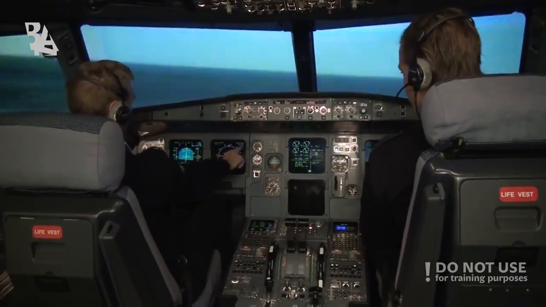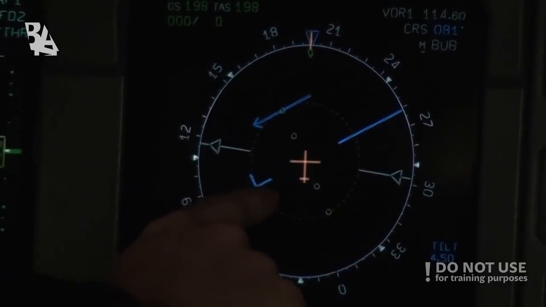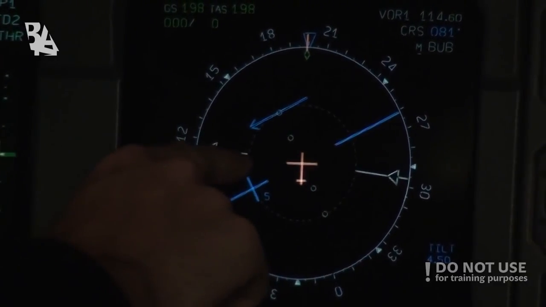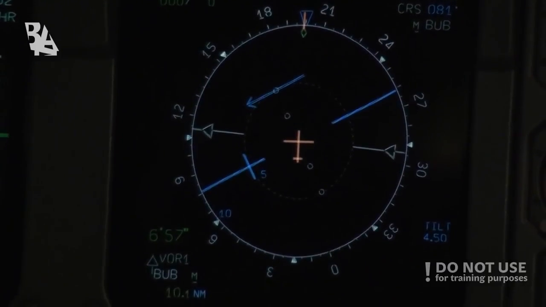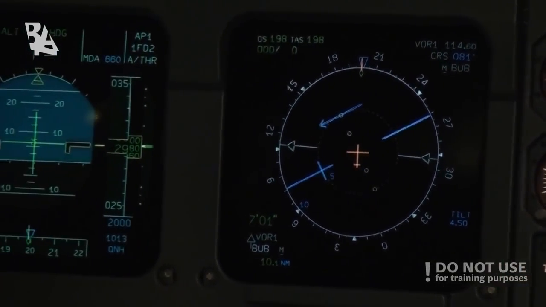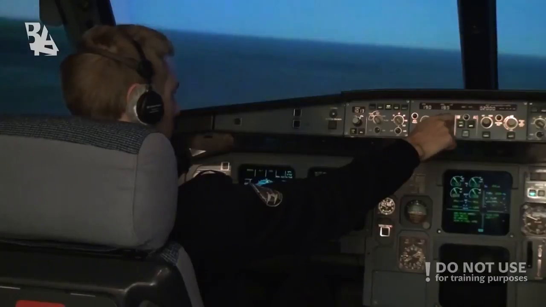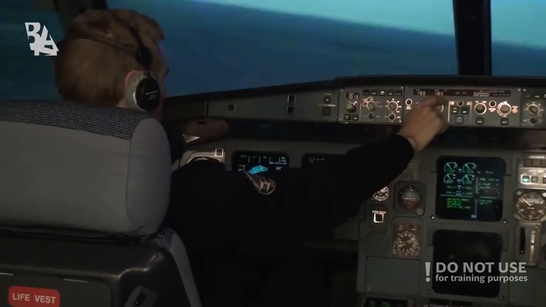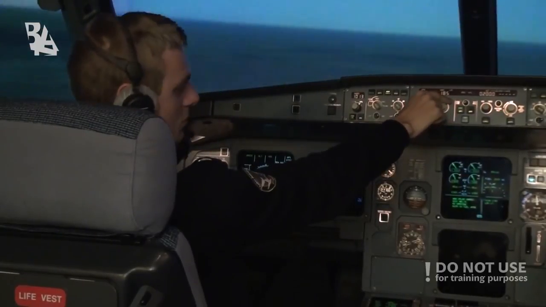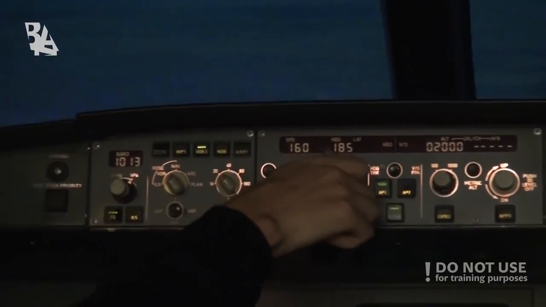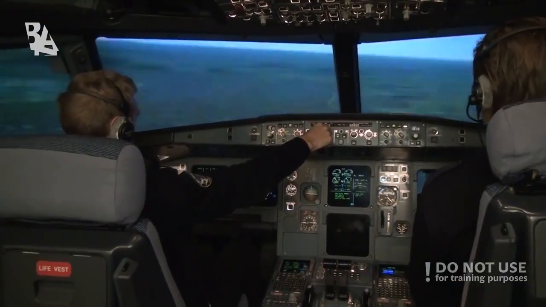So our final track will be 081 degrees. So when this needle lines up with this one, we will be on our final approach track. Okay, the distance is 10.1. We're at 2000 feet. Flaps 2, please. Flaps 2, speed check. Okay, so the needle should start to move very soon.